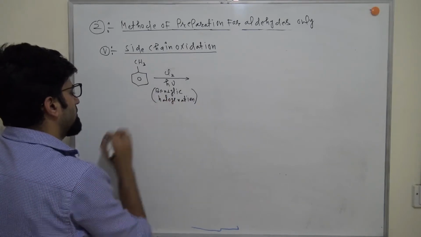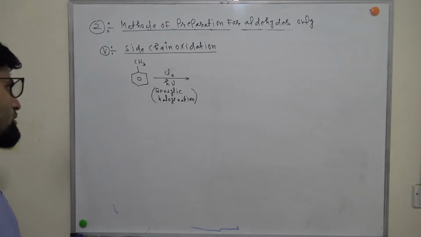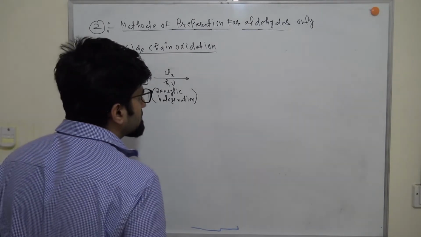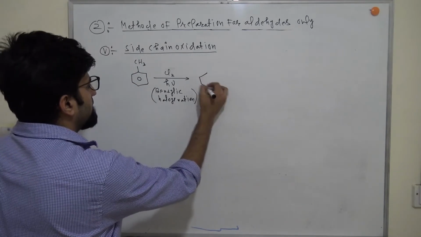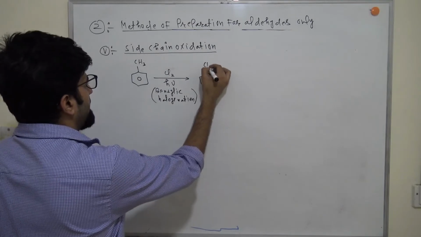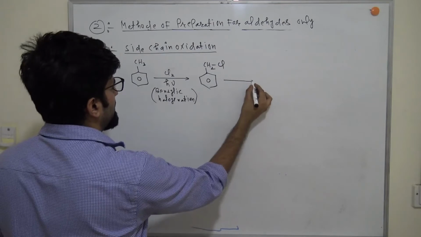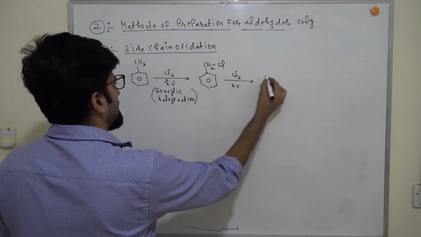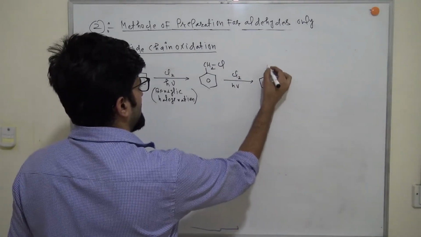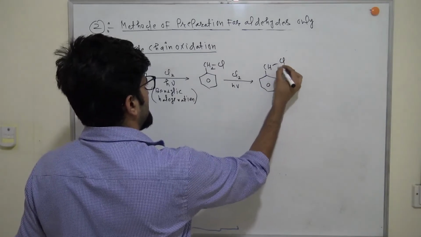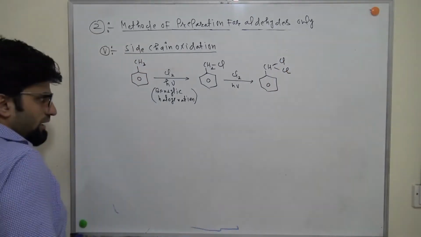Benzylic halogenation means you remove hydrogen and replace it with chlorine, like CH2Cl2. Suppose one more time. So what will we get? CHCl2.